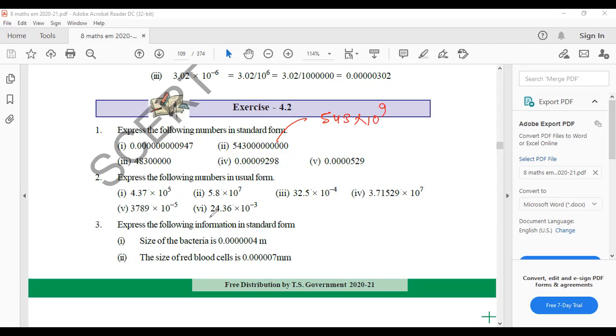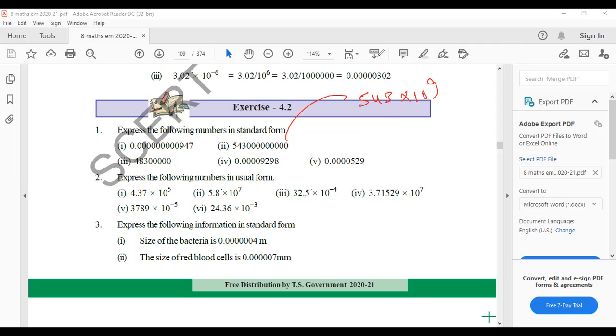Clear? Or some people will write the textbook answer 5.43 into 10 power 11, because when you write the point, you multiply and divide by 100, and that moves it with 9 to become 11. Clear? The correct answer is 543 into 10 to the power of 9 only.